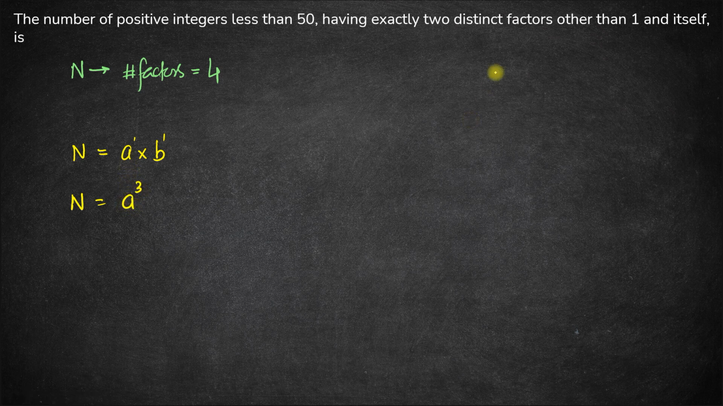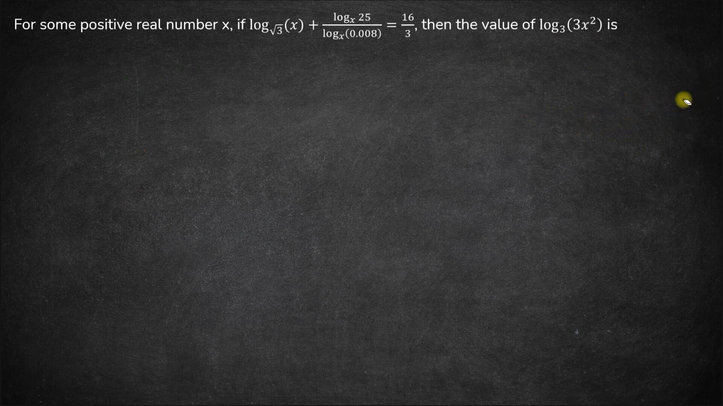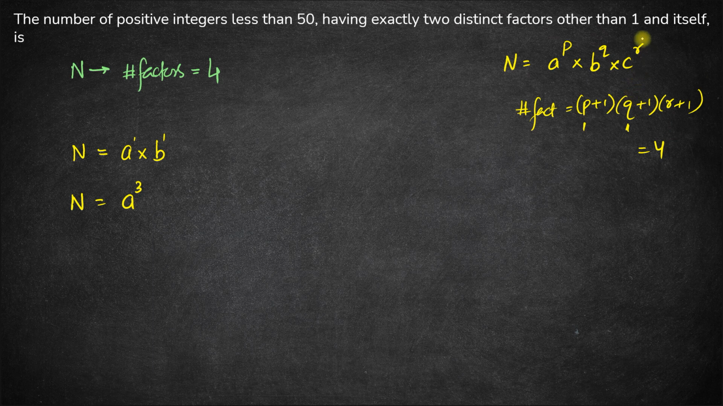We know how we calculate the number of factors: if we write a number in prime factorized form as a raised to power p into b raised to power q into c raised to power r, then the number of factors is (p plus 1) into (q plus 1) into (r plus 1), right? So if this number of factors has to be 4, there are only two possibilities. Either p is 1, q is 1 and there will be no term for r, as in there will be no third prime number, or the other possibility is that p is 3 and there is no second prime number itself.